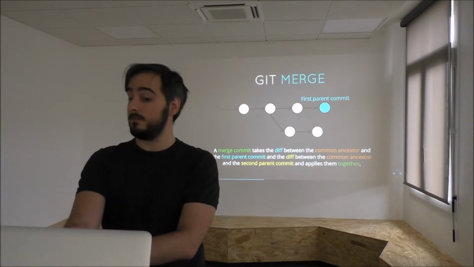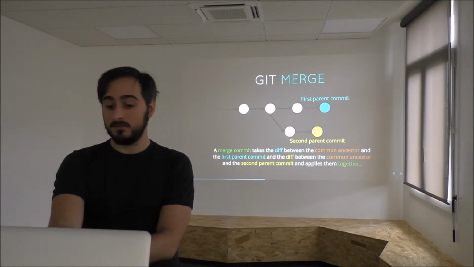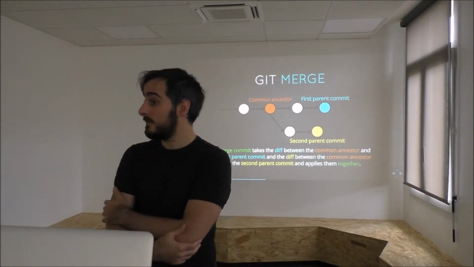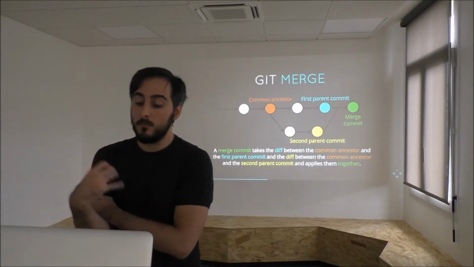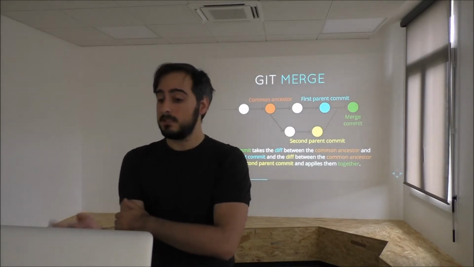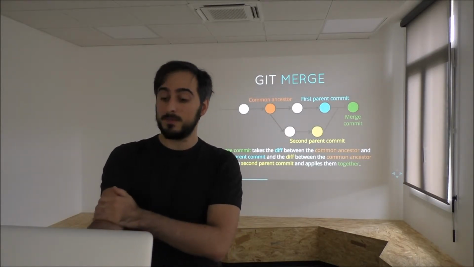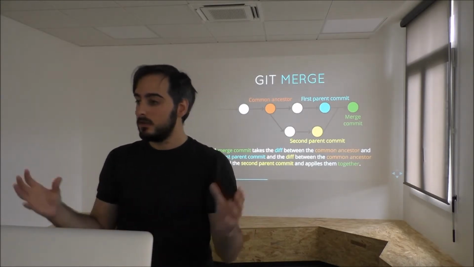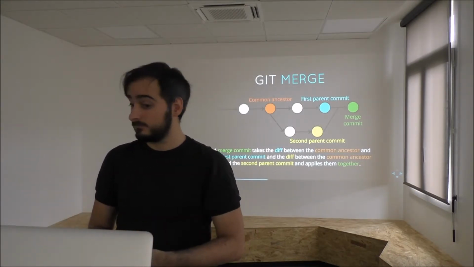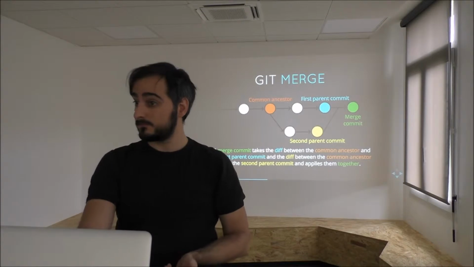This is my first parent commit. This is my second parent commit. This is my common ancestor. And I make a merge commit. I try to apply the difference between the first parent commit and the common ancestor, and the second parent and the common ancestor, to a common diff. And that makes my merge commit.